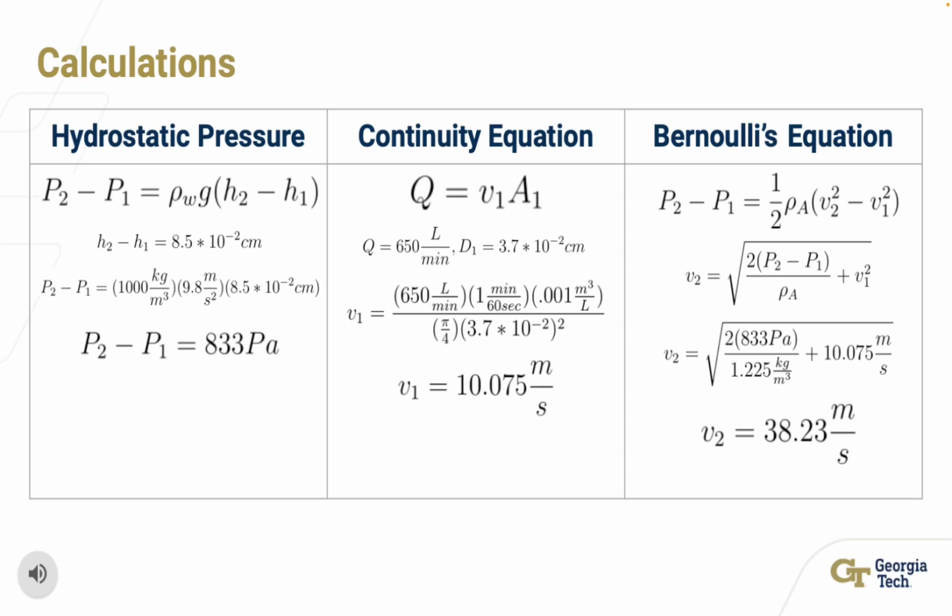Solving for the pressure differential, we use the height difference from the manometer. To find the velocity inside the tube, we use the rated volumetric flow rate given along with the cross-sectional area. Finally, using those values, we are able to compute the velocity inside the tube using Bernoulli's equation.